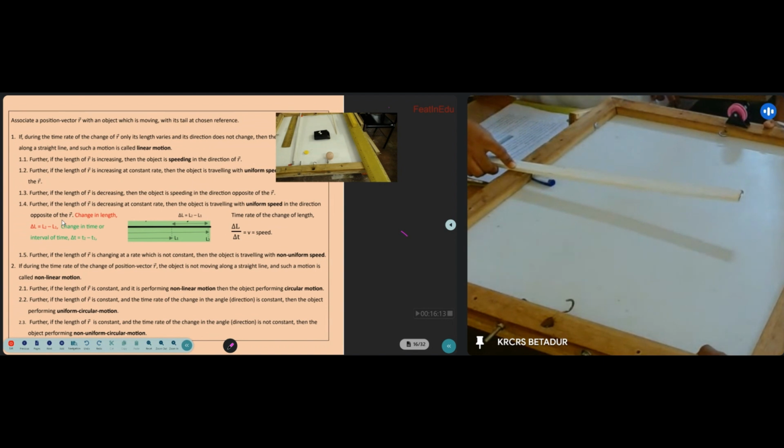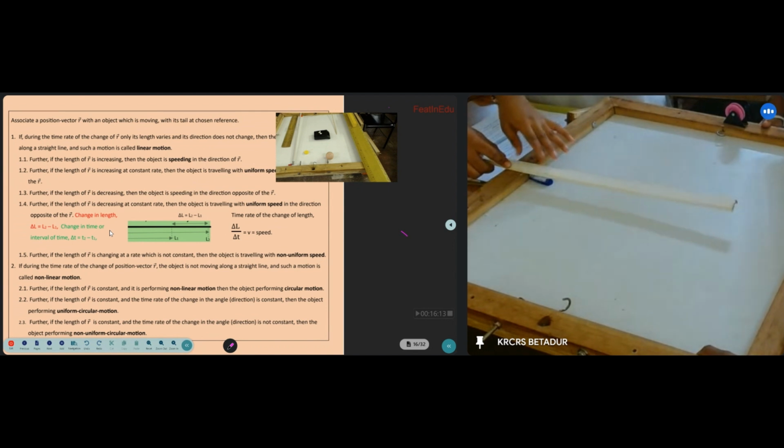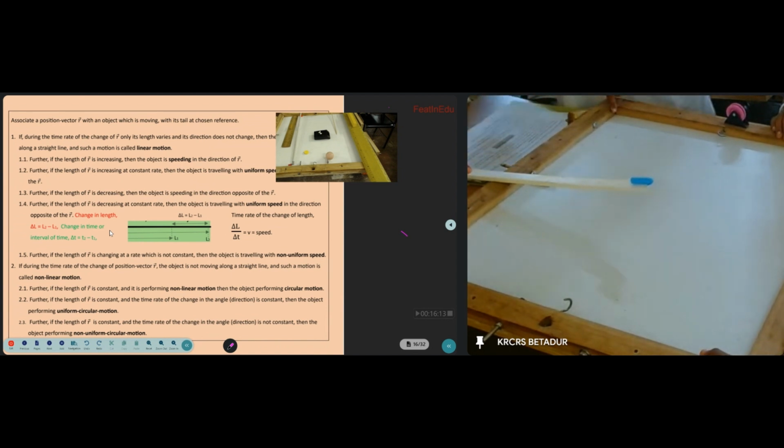Now look, what do you mean by change of length? What does change of length mean? Change in length means the length decreases, sir. Don't go speaking at the back. Okay? If you want to speak, come near the board and speak. Now what do you mean by change of length? I told you it is L2 minus L1. What is that?